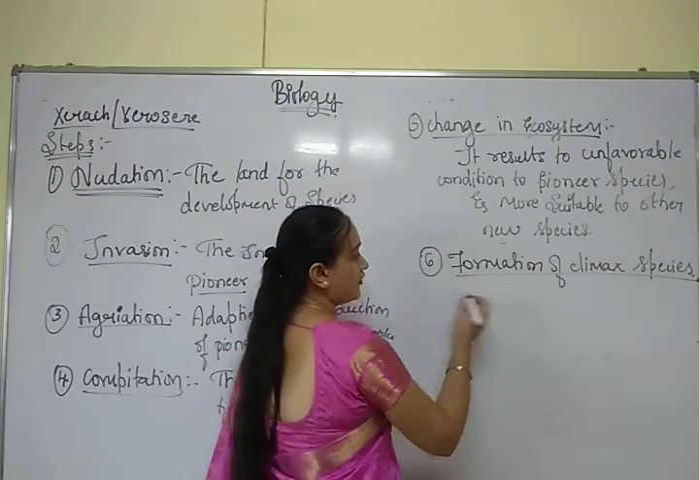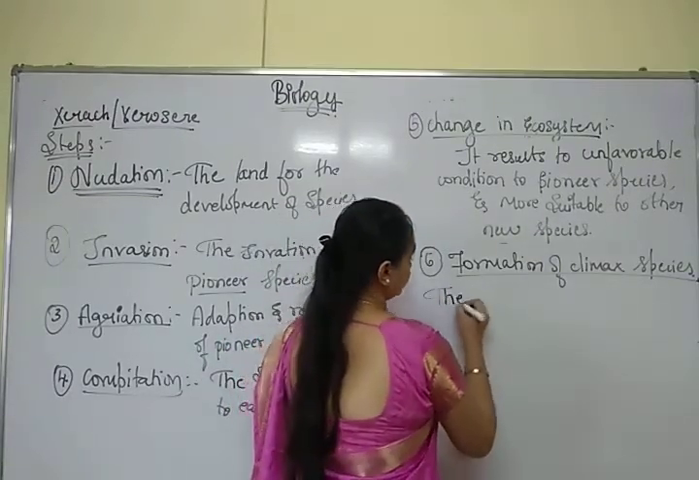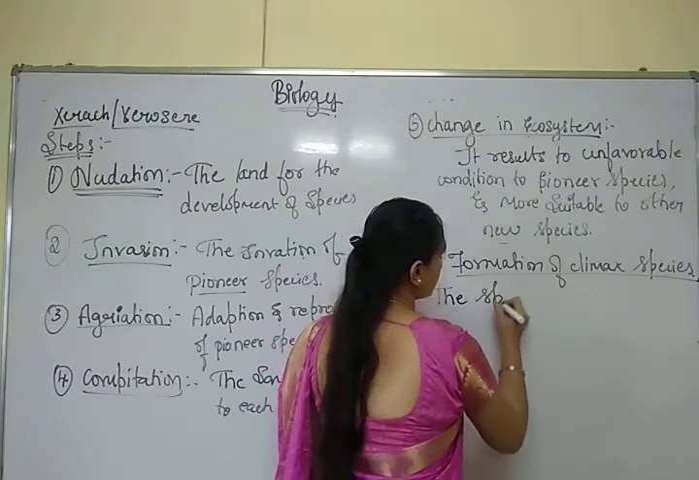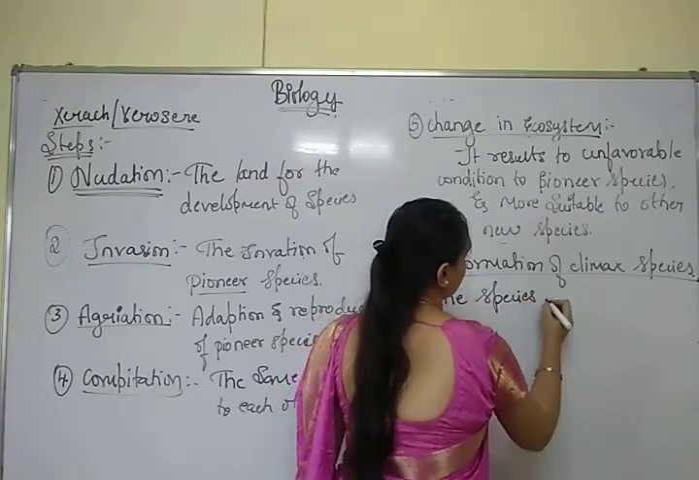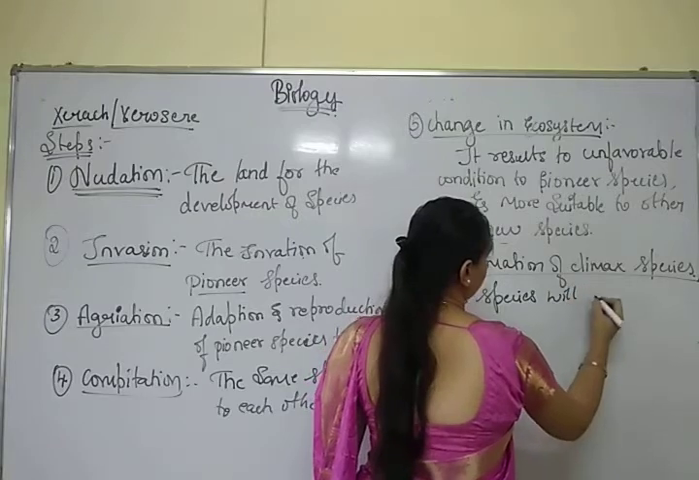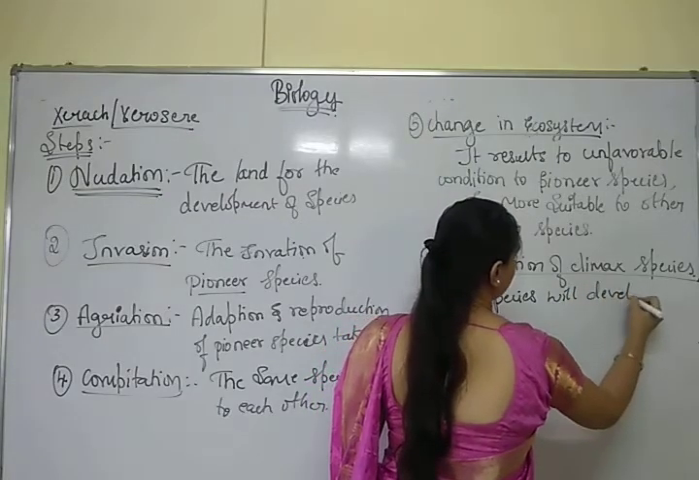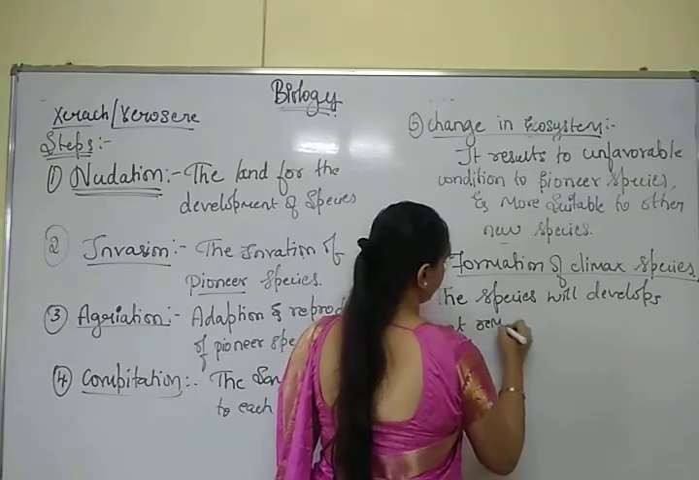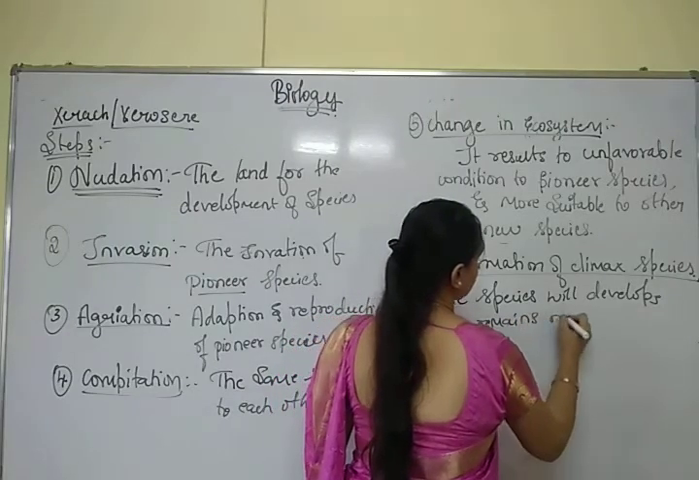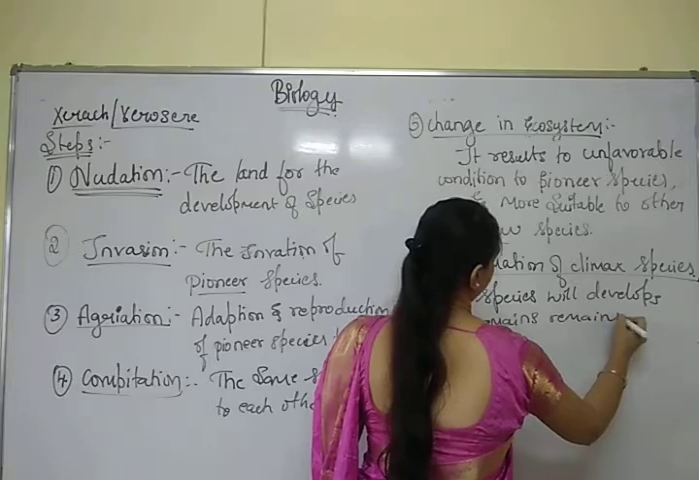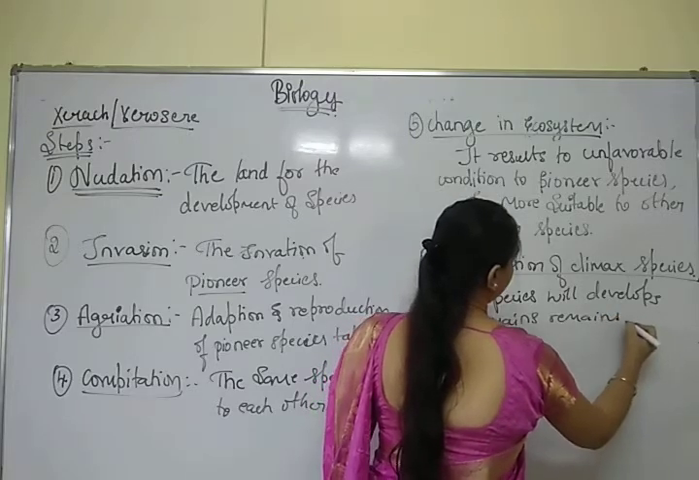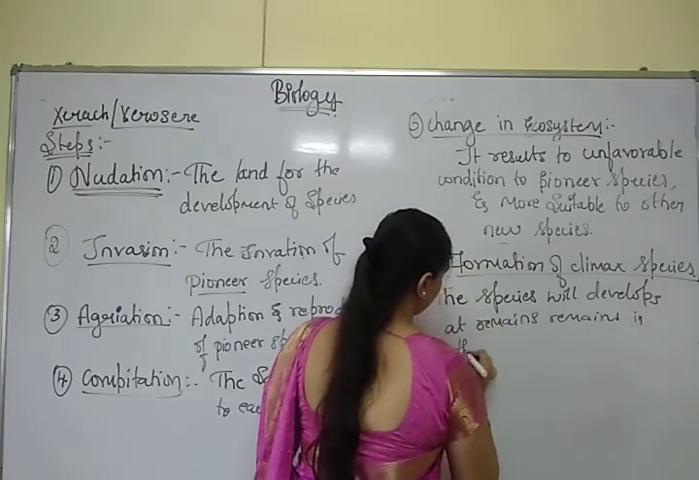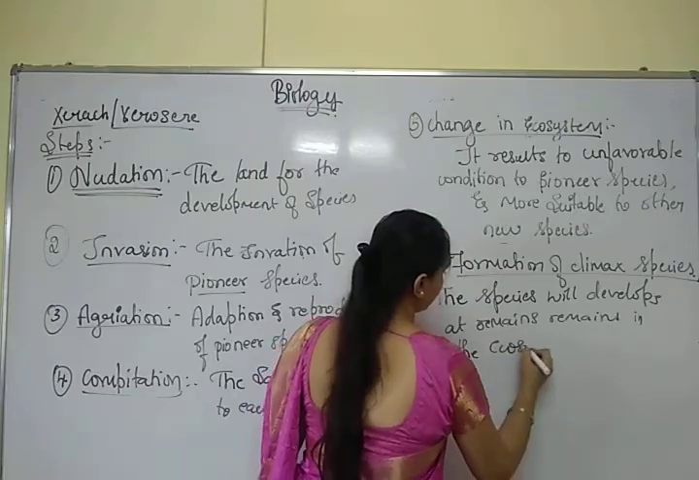So formation of climax species: the species that develops at the end remains in the ecosystem, remains in that particular ecosystem.